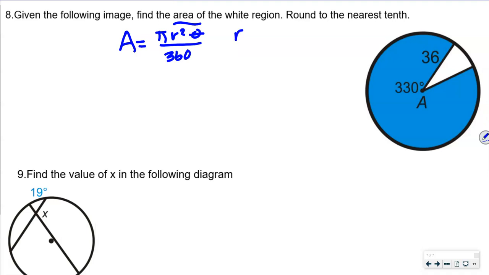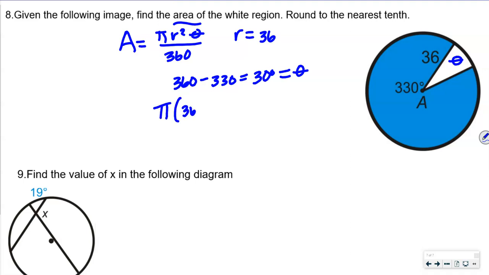So it looks to me like r is equal to 36. And theta is going to be in here, right? So we're going to take 360 minus the 330. So that means that angle is going to be 30 degrees, okay? So that's equal to theta. So what we're going to do is pi times 36 squared times 30 and divide all that by 360.